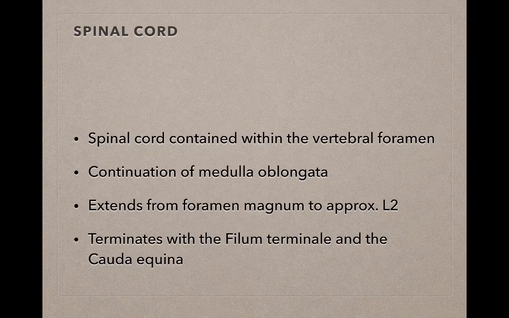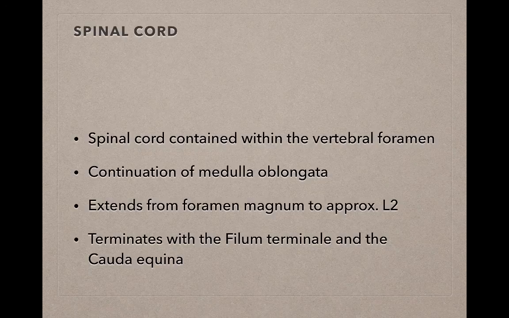Your spinal cord is obviously going to start in this region and travel continuous down into the lumbar area. The spinal cord is contained within the vertebral foramen, and it is a continuation of the medulla oblongata. So it'll start from the foramen magnum, and it will travel to approximately the level of L2. There will be some variation in this, but approximately at the area of L2 is where it will terminate. And it terminates with the filum terminale and the cauda equina.